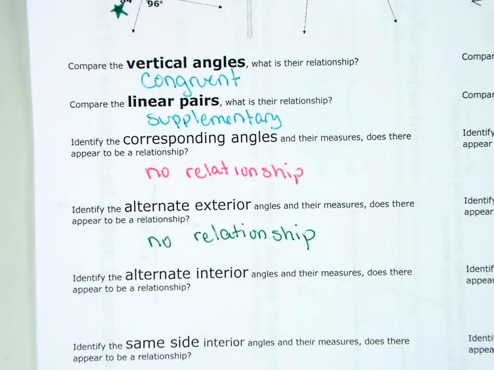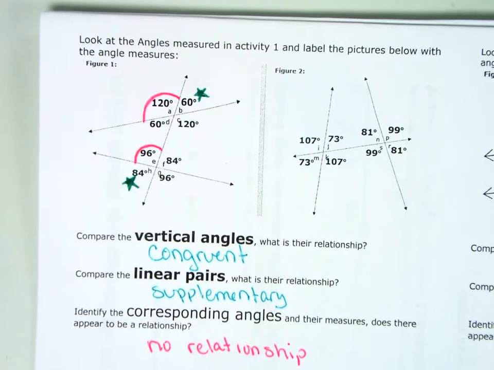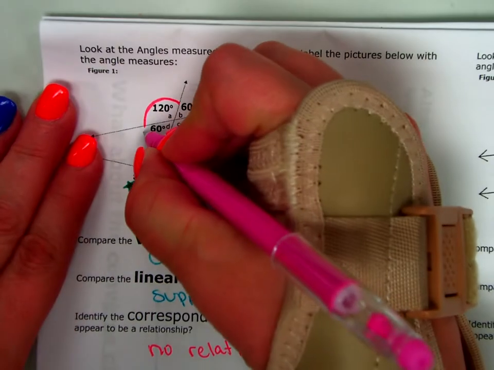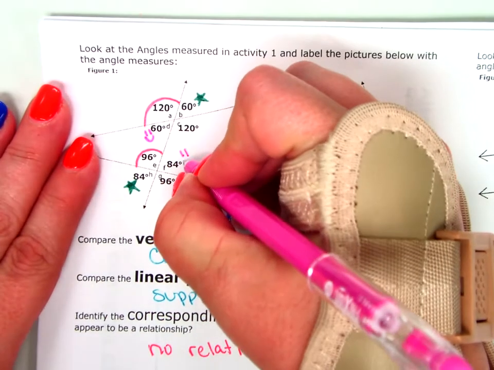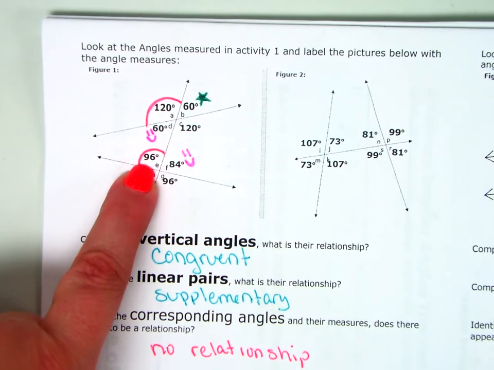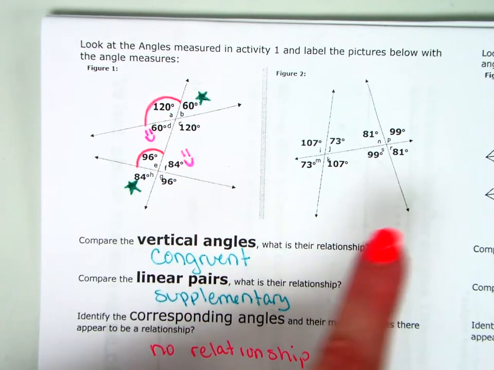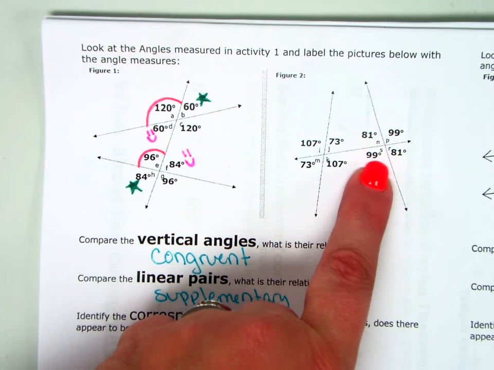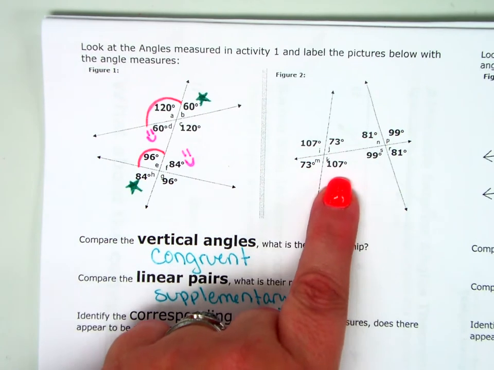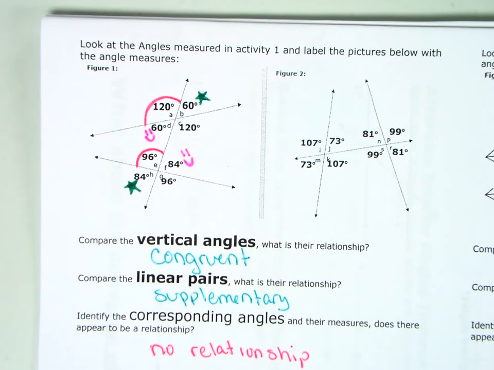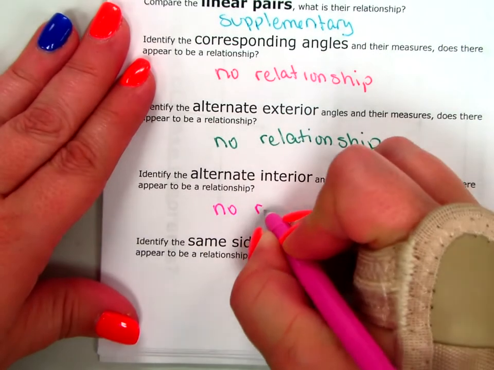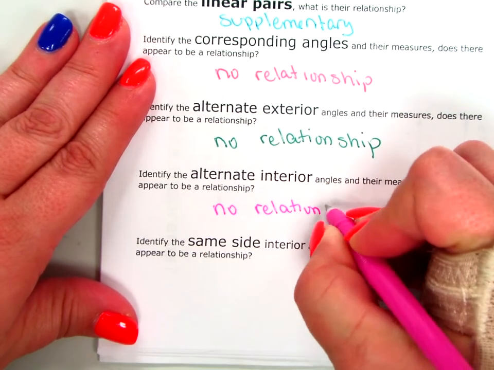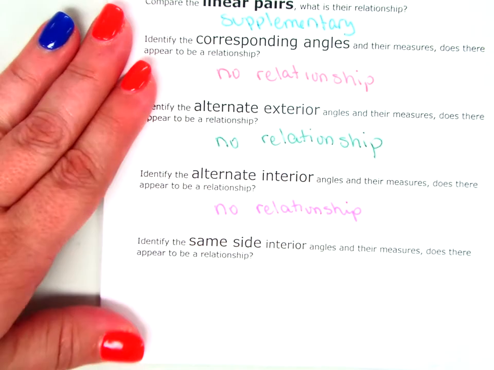Let's look at alternate interior. Which one would be alternate interior to this 60 right here? The 84. What about the 96? 120. What about the 73? What about the 81? Are there any others? Did I get them all? I got them all. Is there a relationship? No. No relationship. Okay.